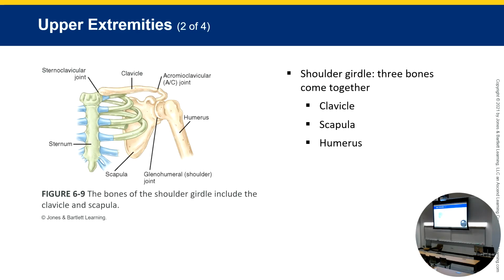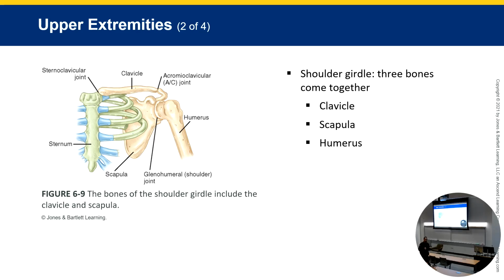Let's begin. All right, the clavicle. The clavicle, you're probably more familiar with the term collarbone. Those are little S-shaped bones right in the upper chest. It connects both to the sternum and to the scapula.